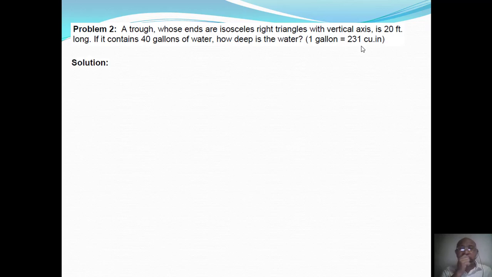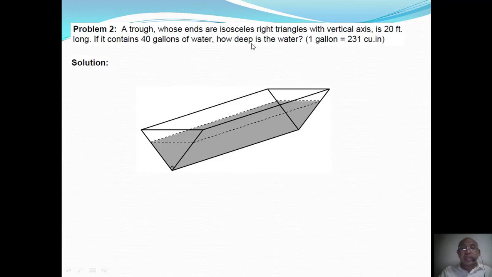A trough is a container used for feeding animals. I have here the ends as isosceles right triangles, so two equal sides meeting at an angle of 90 degrees, with vertical axis. These two are vertical. Then the length is 20 feet. It contains 40 gallons of water. Question: how deep is the water?